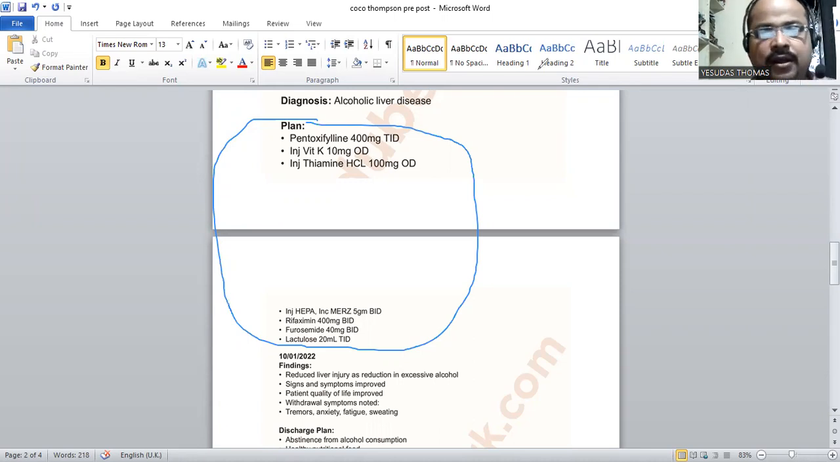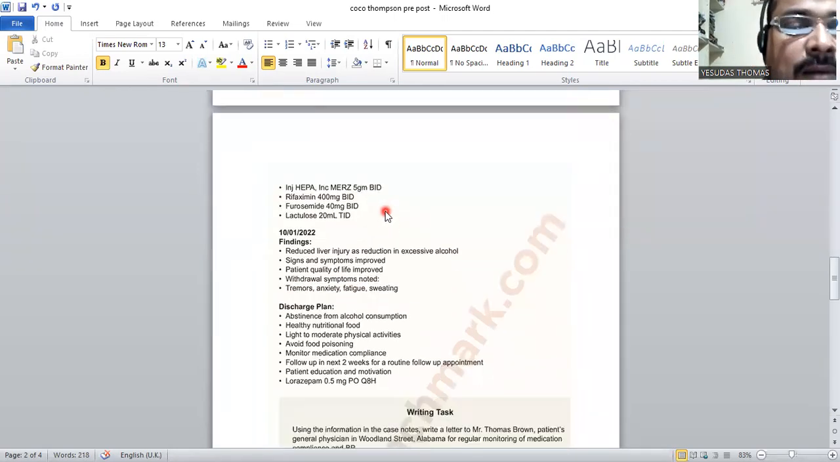Now, during hospitalization, we do have the progress. We have reduced the liver injury. We have improved signs and symptoms. The quality of life of the patient has improved, but still we have some of the withdrawal symptoms. We can see tremors, anxiety, fatigue, and sweating, and that is supposed to be managed with lorazepam. So this is the plan here.